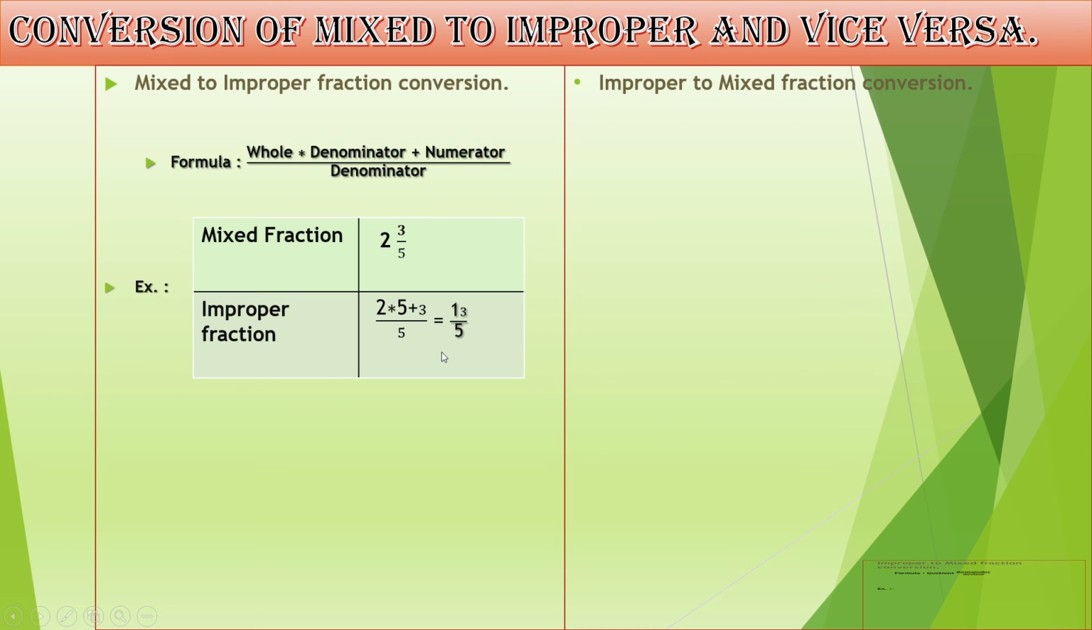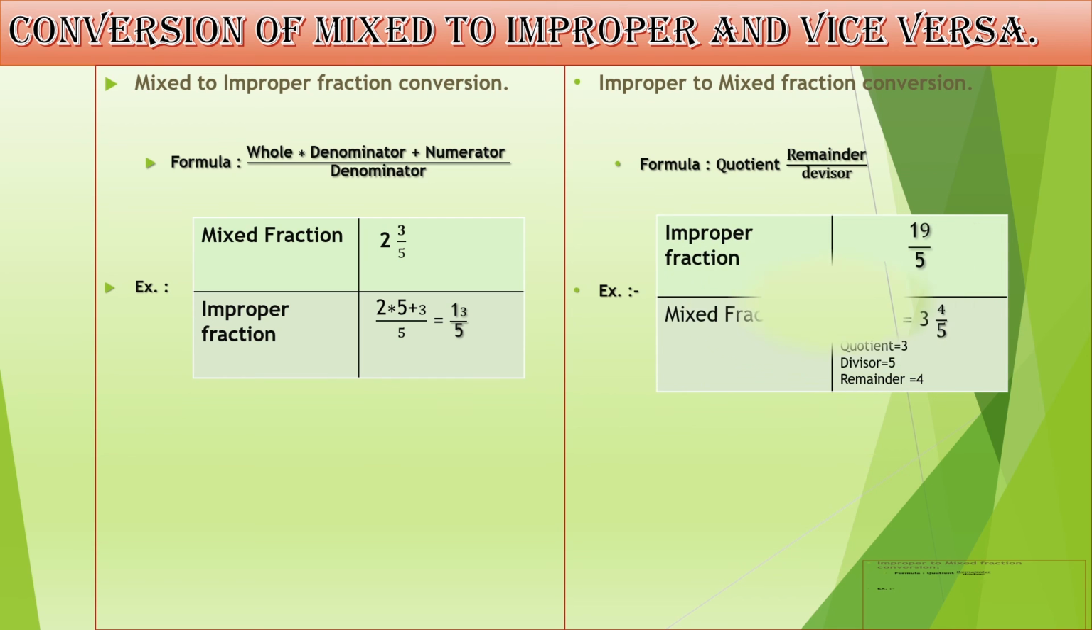Now let us understand another type, students, that is improper to mixed fraction. Here we are doing the opposite of what we have seen. In the earlier example you saw mixed fraction to improper. Now here you will see improper to mixed. There is a formula over here also. What is the formula? Quotient and then remainder upon divisor. Now let us understand this formula with an example. Again students, obviously without an example you will not understand. So have a look over here.